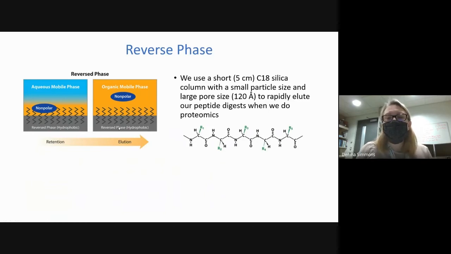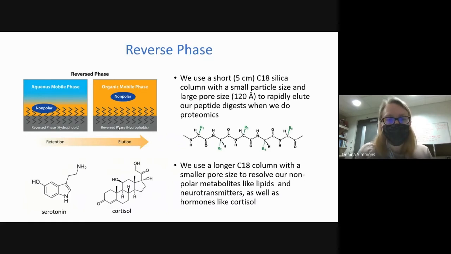Usually we use these very short columns that have C18 groups on them with a very small particle size for our peptides and proteomics. So this is what's on our instrument right now and is running some of Sarah's samples. But we use a longer C18 column with a smaller pore size to resolve our nonpolar metabolites like lipids, neurotransmitters, and cortisol and other hormones. So this is the kind of column that we like for those.